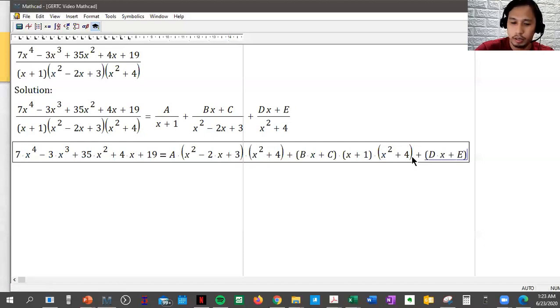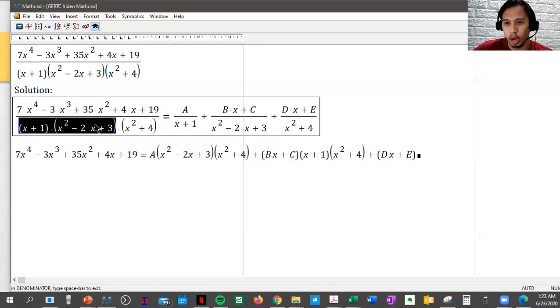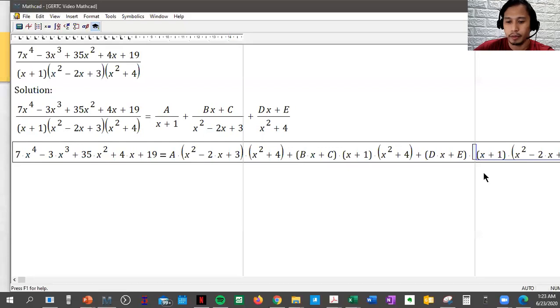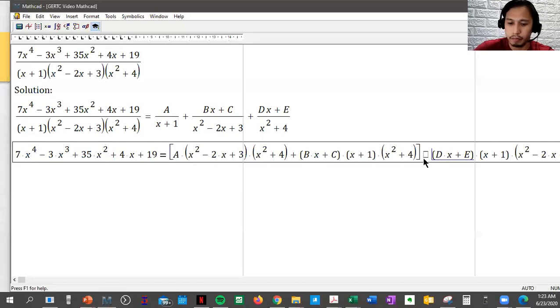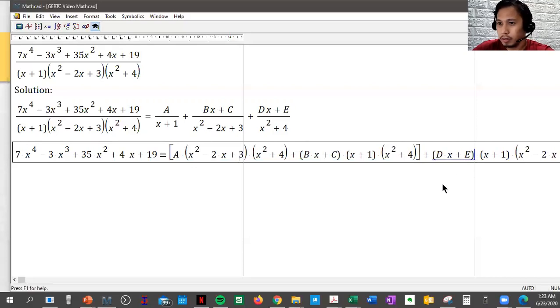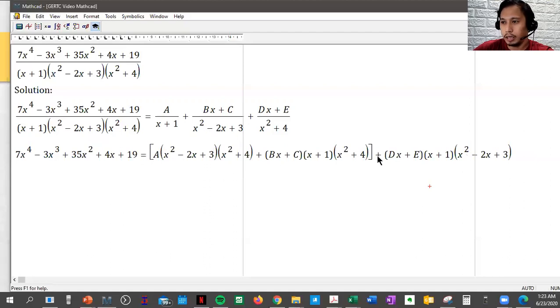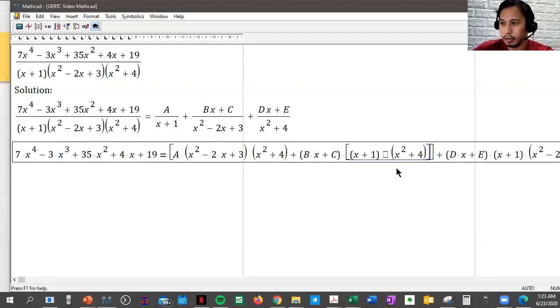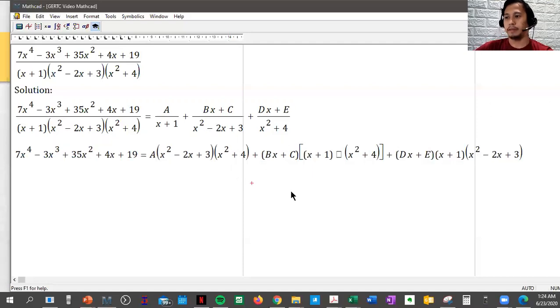And for the next one, for dx plus e, if we multiply this by the denominator, the x squared plus 4 cancels. What remains is x plus 1 times x squared minus 2x, so dx plus e times x plus 1 times x squared minus 2x plus 3.